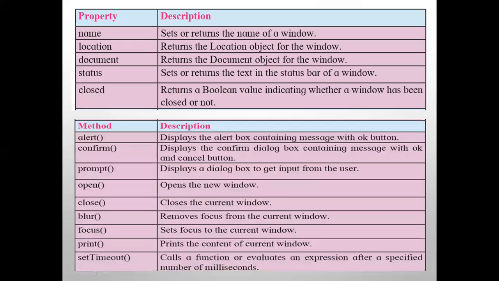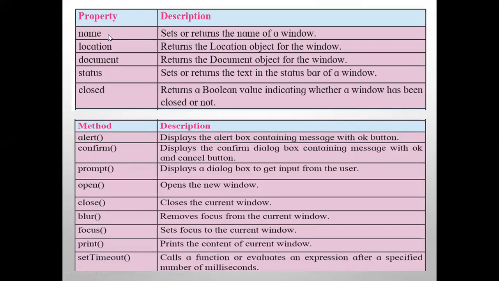Let us see a table. This table you should be thorough with. Questions in MCQs you get regarding this table. So first we will see the properties of the window object, and then we will see the methods of the window object. So here there is the property and here is the description.